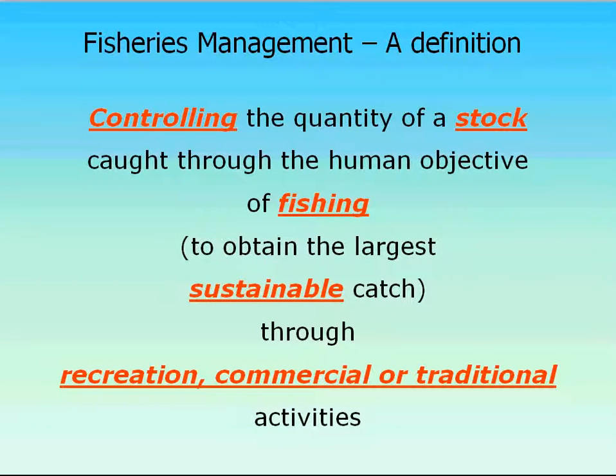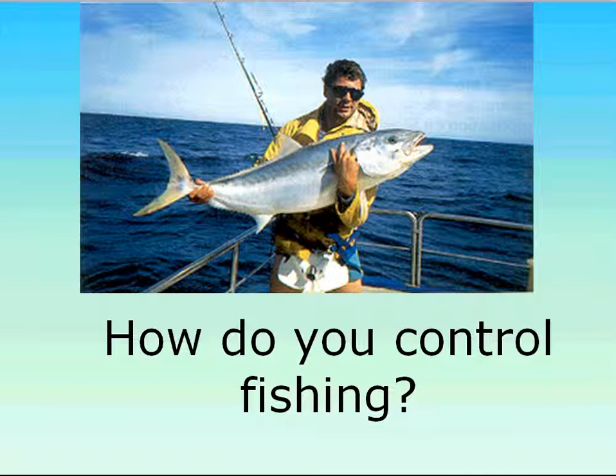Okay, so picking up from the last video, here's our definition of fisheries management: controlling the quantity of a stock caught through the human objective of fishing to obtain the largest sustainable catch through recreational, commercial, or traditional activities. So, we left it thinking about how we might control fishing.